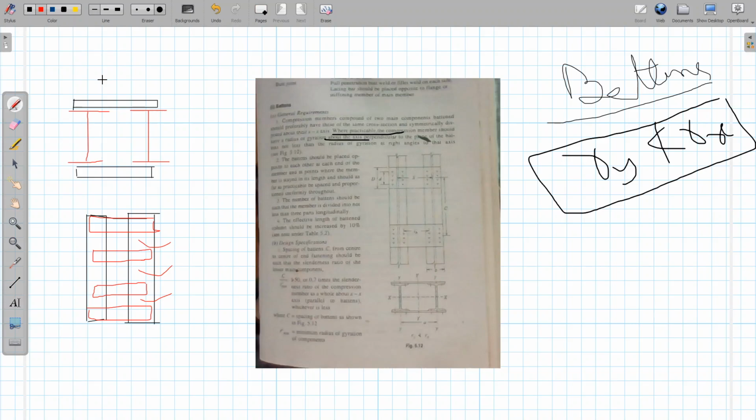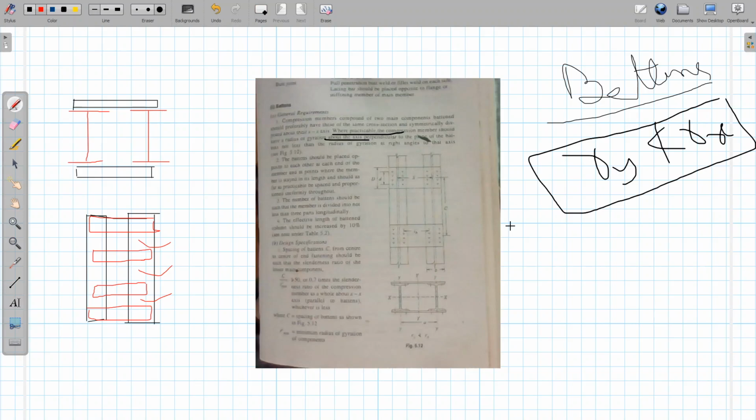Now let us see what are the codal provisions given for design of a batten member. Before I go for the codal provision, let us see the different symbols used in these pictures. Let us know the meaning of those symbols.